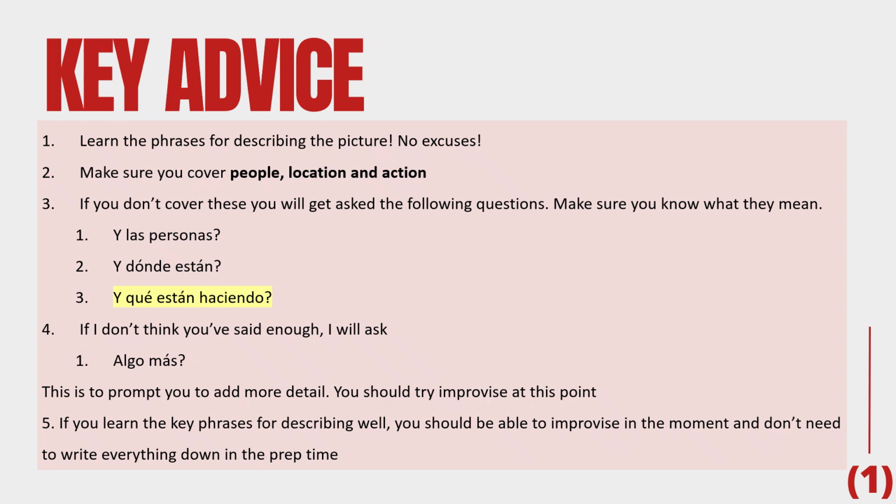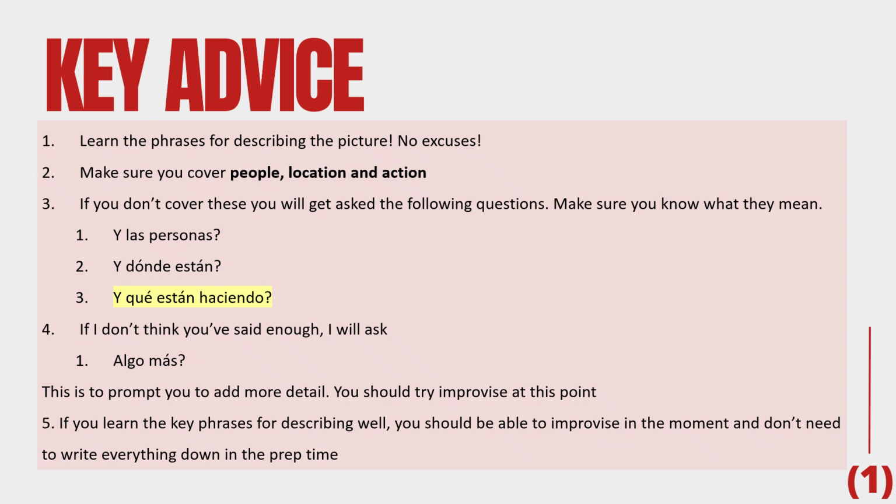If you are not one of my students, I'm sure your teachers have given you their own version of that, okay? And when you're describing the picture, you have to cover people, location, and action. So whatever phrases you are learning in advance of the exam as your structure grid for describing the picture will need to cover these things, okay? If in the exam you forget to do one of these things, you can and you will be asked the following questions. So make sure you know what they mean.